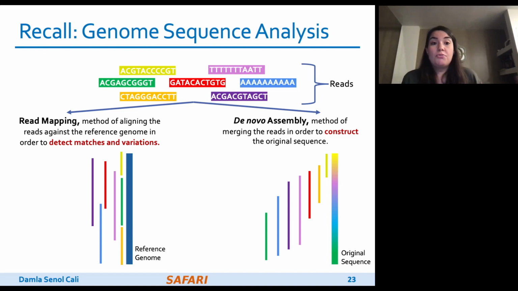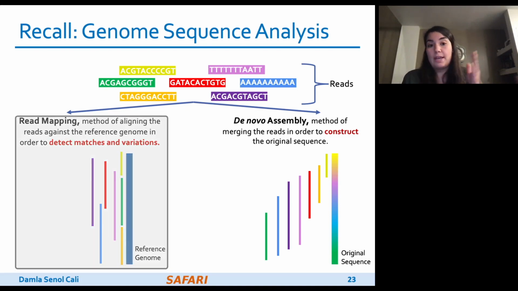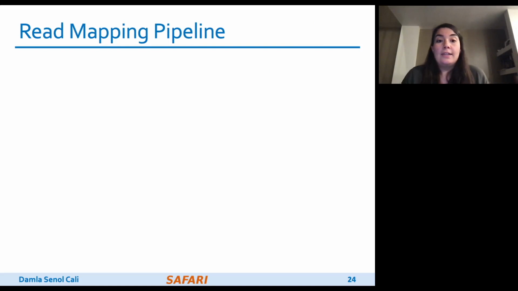As I mentioned, read mapping is one of the steps of the assembly pipeline, but also, if you remember, it's also another main approach to perform genome sequence analysis. And it's a very commonly used pipeline. And one of the very common downstream analysis after read mapping is variant calling, for example. So it's a very crucial step. And let's look at the read mapping pipeline in detail.